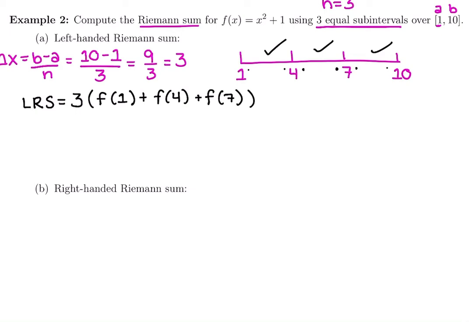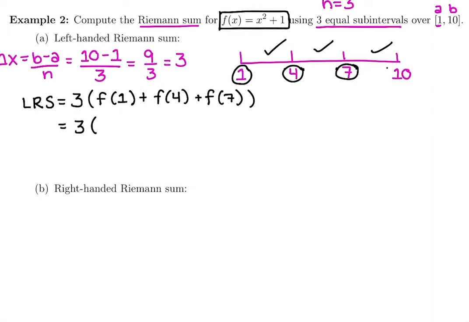And then my last box is between 7 and 10, and that would mean 7 is the left-hand height for that box. The other way of doing it is saying I have 3 subintervals and it's left-handed Riemann sum, so I would start on the left and circle the first 3 numbers. So left, I have 1, 2, 3. Either way, I get 1, 4, and 7 as the x values to plug in and see where their y values are. See how high up we would draw those boxes if we had a picture.